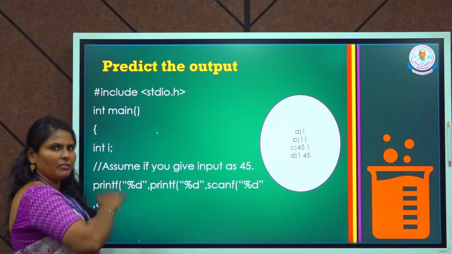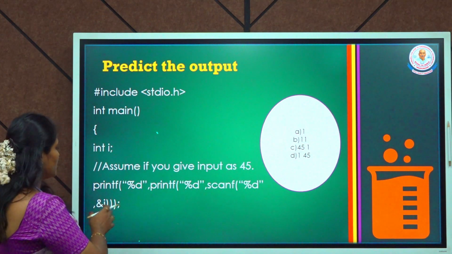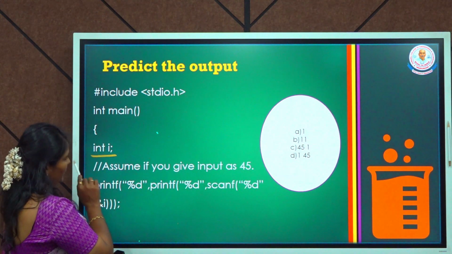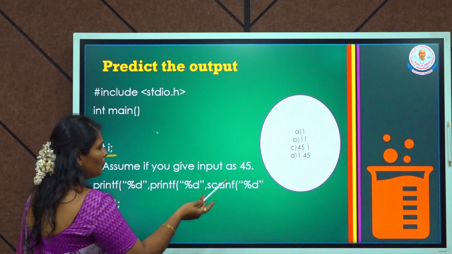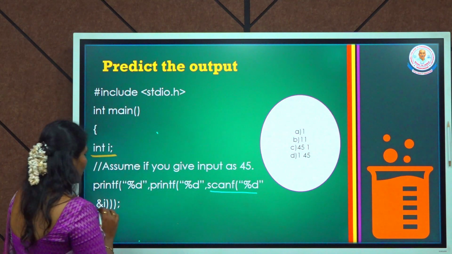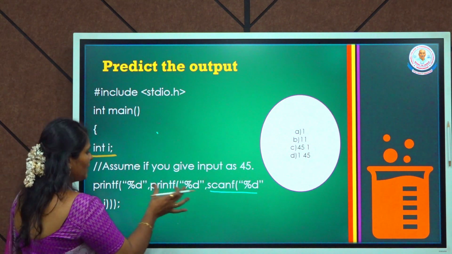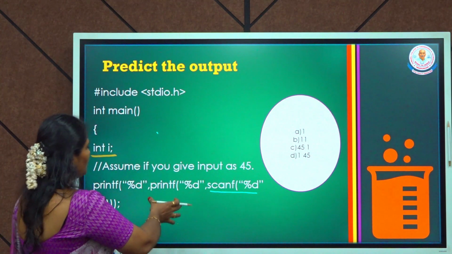Based on the previous program input, you can tell the output for this. Here I have declared a variable int i. Suppose the input is given as 45. Here this scanf statement is given 45. So what may be the output for the particular thing they are asking here?